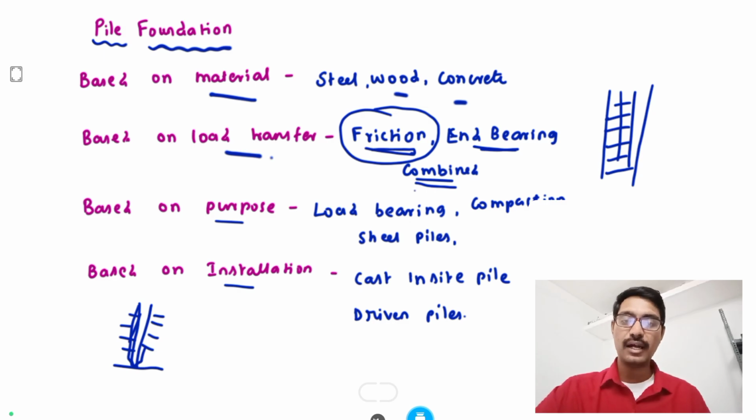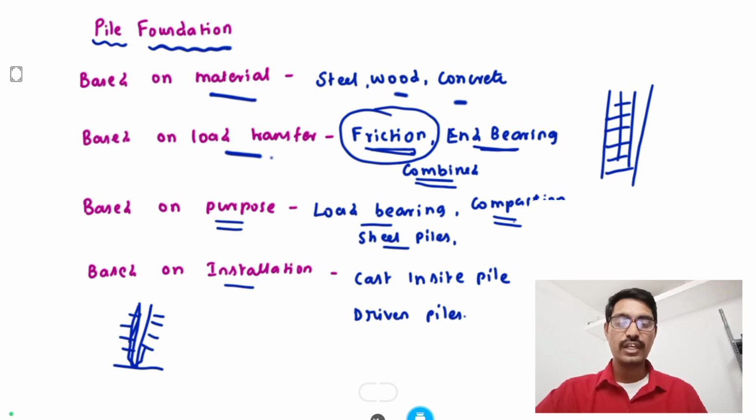In some other countries, like coastal areas, they go for end bearing piles only. So the next thing is based on the purpose. Based on the purpose, we can classify piles into 3 types, that is load bearing piles, compaction piles and sheet piles. Okay, the load bearing piles are very useful to transmit the load, but the compaction piles are not used for load transmission; they are mainly used for compacting the soil.